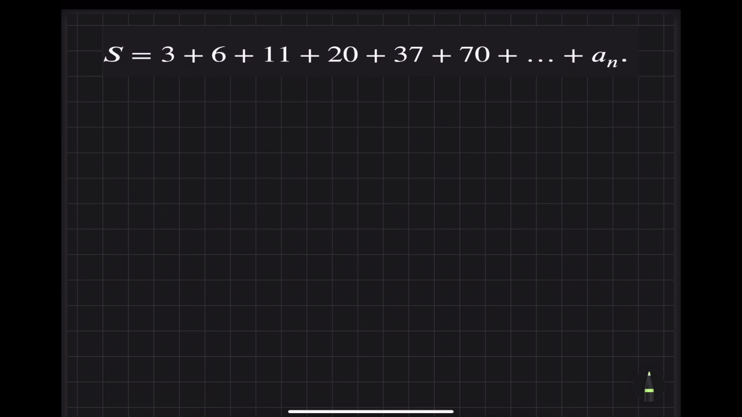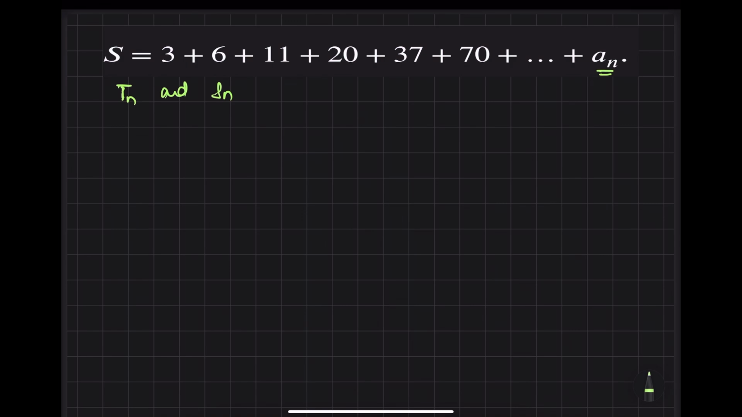So, we have a new problem in which we have to find the sum 3 plus 6 plus 11 plus 20 dot dot dot. In this question, we have to find out Tn and Sn. So we have to solve this.